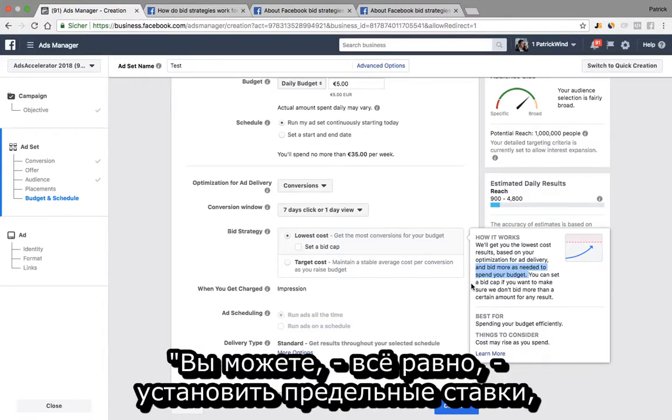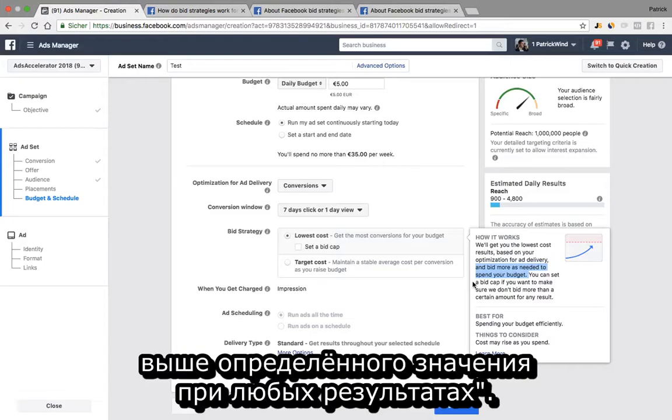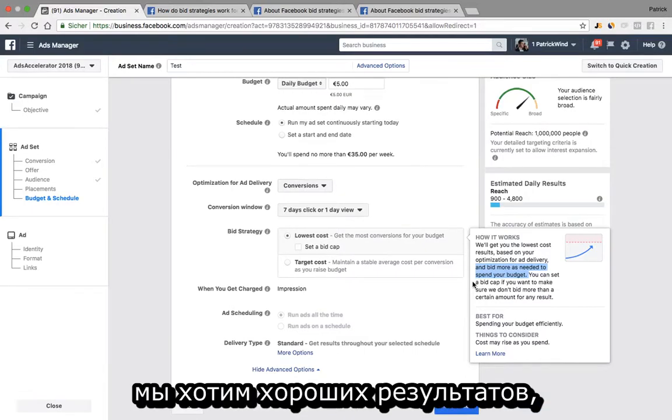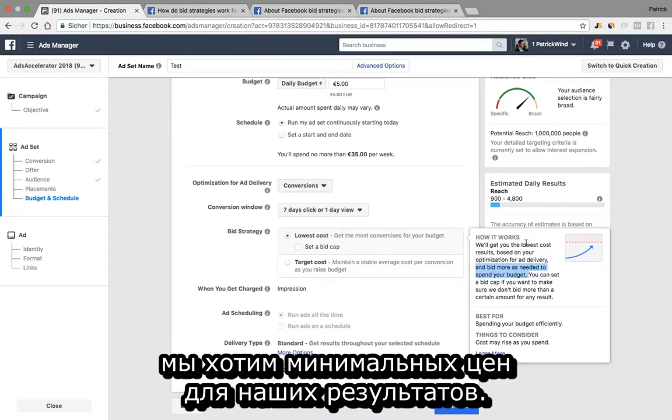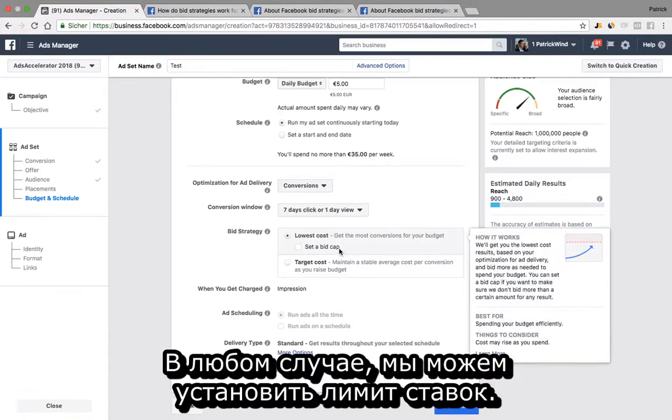You can set the bid cap, however, if you want to make sure we don't bid more than a certain amount for any result. Very interesting, right? So that's basically what all of us want, right? We want very good results. We want the lowest cost as possible for our results. And this would happen if we do the lowest cost bid strategy. However, we can also set a bid cap.